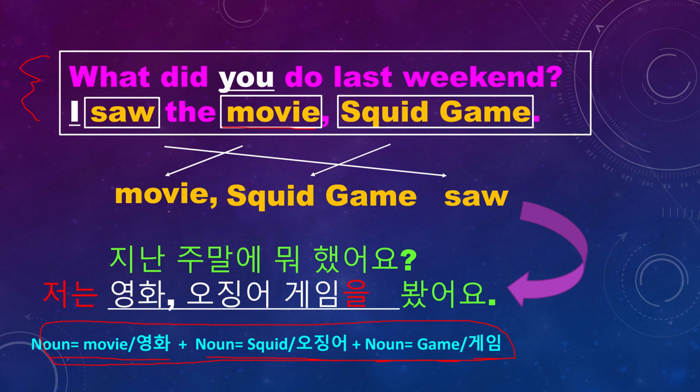So right here, movie, 영화, Squid Game, 오징어 게임을, and the predicate goes in the last position: 봤어요. So lastly, 저는 영화 오징어 게임을 봤어요. But whenever you say it like this in Korean, like I said, it's very awkward. We don't say it like this in Korean.